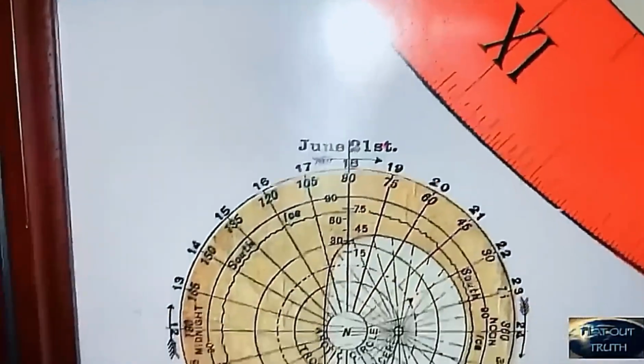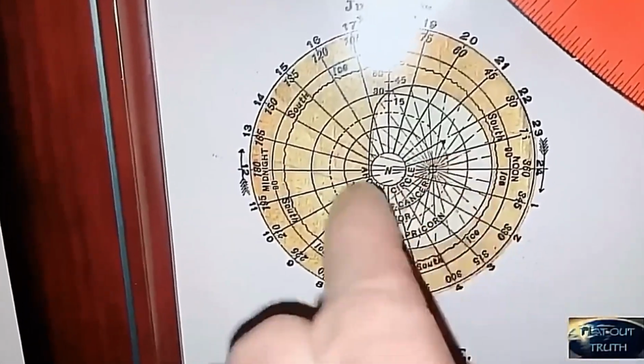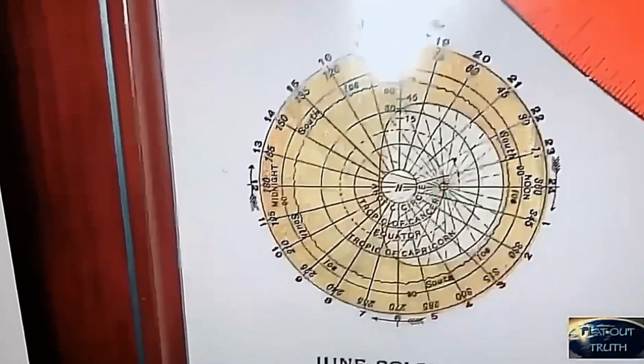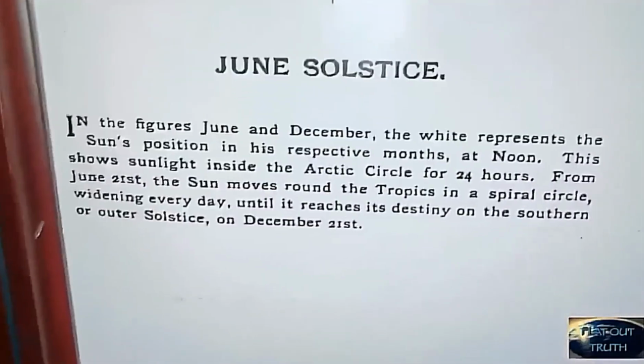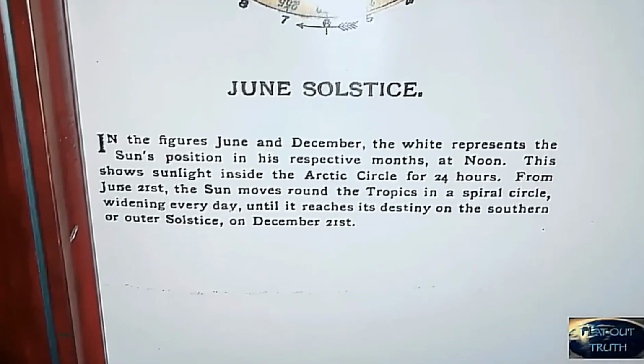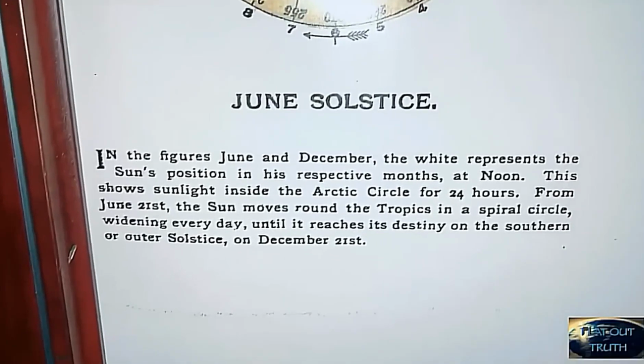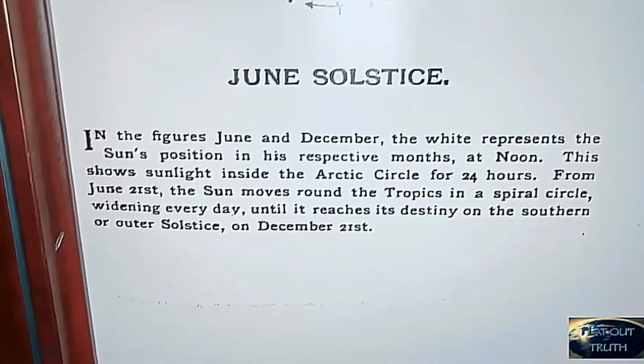See this white dot in the middle with the end in it? That's the North Pole. The little black dot is the sun. It shows you its pattern, which is a small circle. And it even tells you down here in the June solstice, in the figures, June and December, the white represents the sun's position in his respective months at noon. This shows sunlight inside the Arctic Circle for 24 hours.